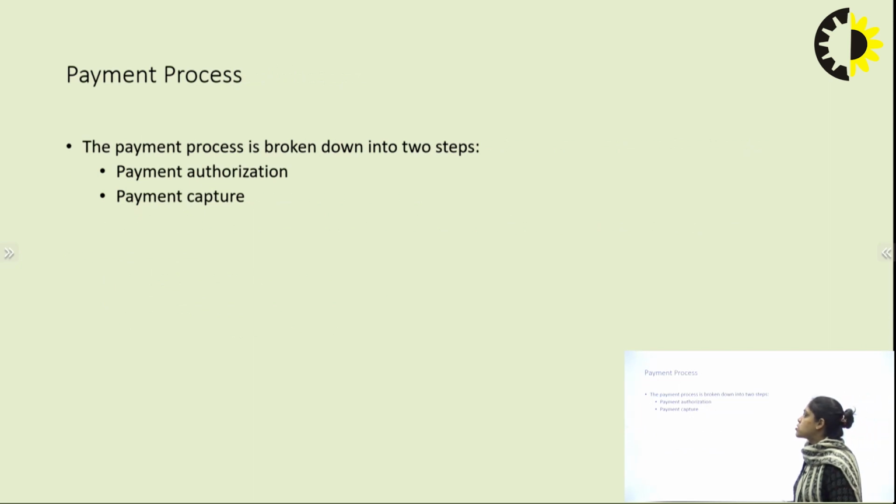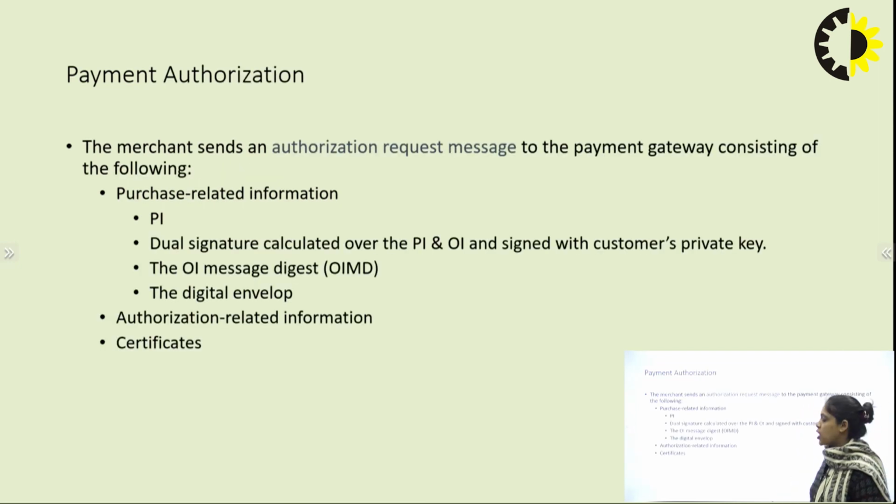So the payment process is broken down into two steps: payment authorization and payment capture. For payment authorization, the merchant sends an authorization request message to the payment gateway, which consists of the following: the purchase related information, that is PI, the dual signature, the OI message digest, and the digital envelope. Authorization related information and certificates are there.